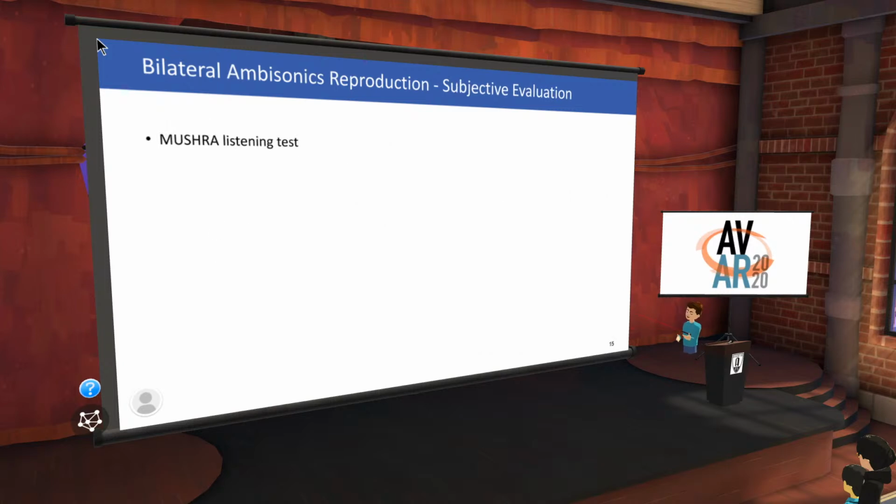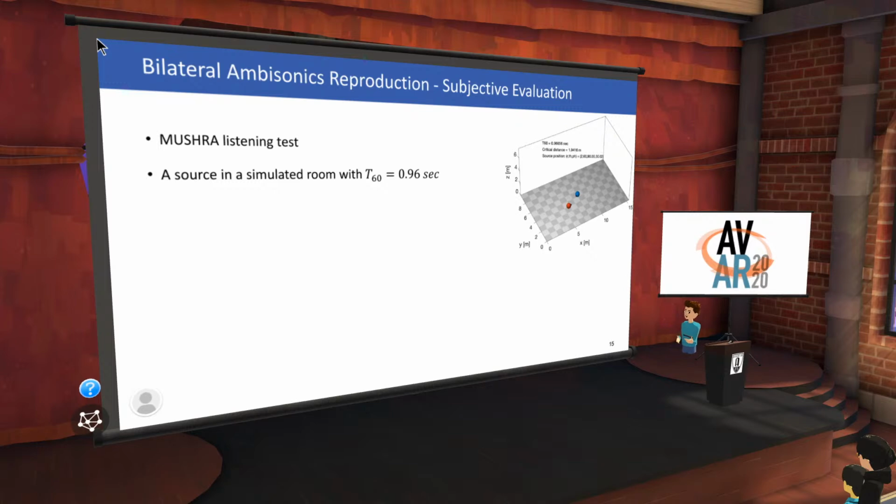To evaluate this subjectively, we performed the MUSHRA listening test. We used a simulated sound source in a room with a reverberation time. This is quite a big room. The listener is in red here, and the sound source is in blue. The listener and the source are at the same height, and the source is 30 degrees to the left of the listener.